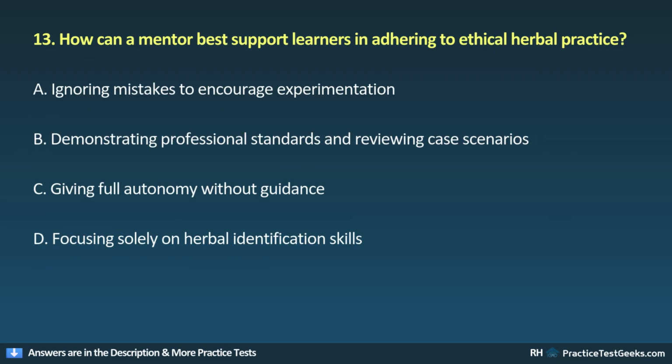13. How can a mentor best support learners in adhering to ethical herbal practice? A. Ignoring mistakes to encourage experimentation. B. Demonstrating professional standards and reviewing case scenarios. C. Giving full autonomy without guidance. D. Focusing solely on herbal identification skills.